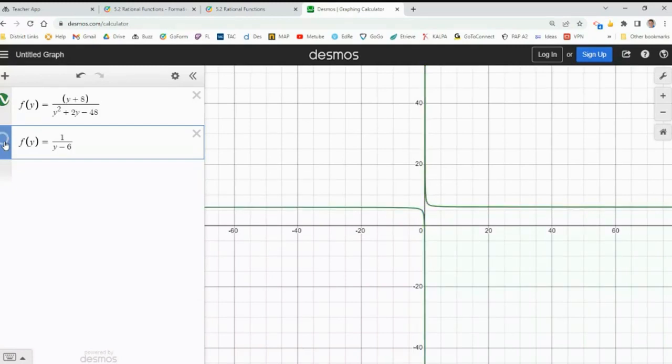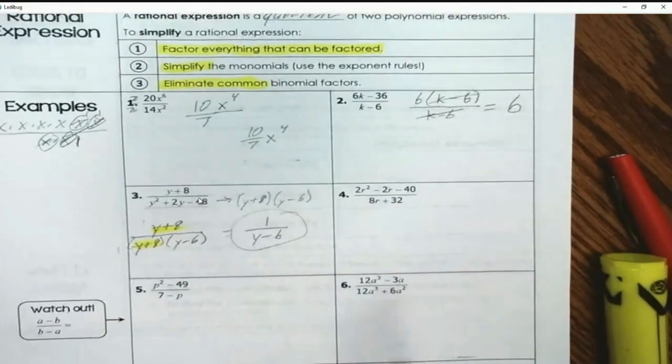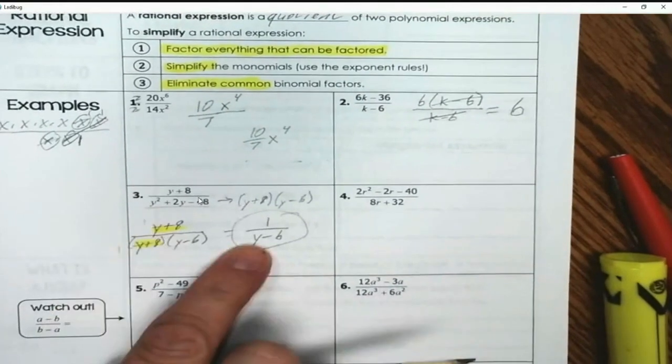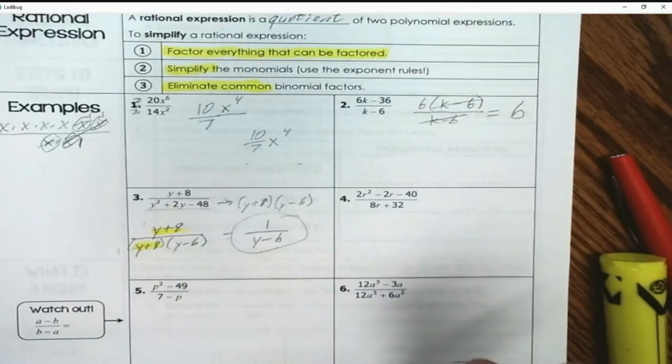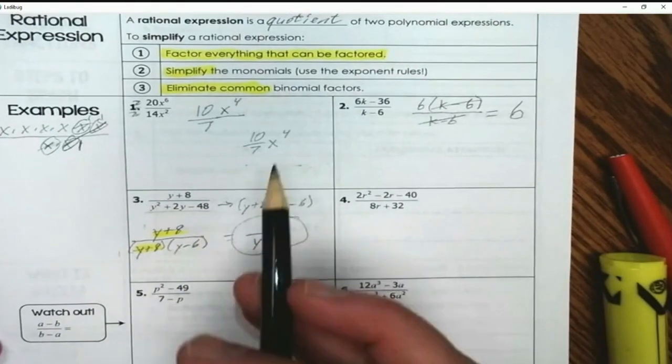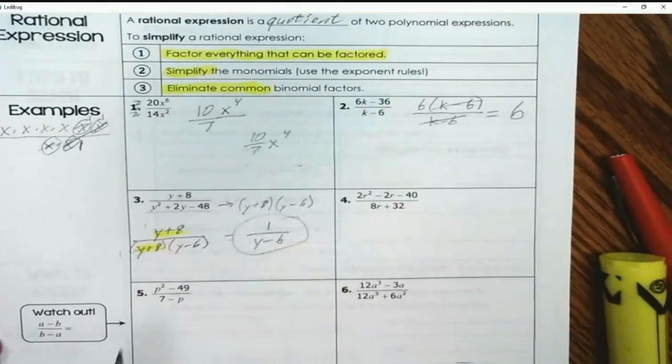If we simplified things correctly, they should be the same graph, right? Because it's the exact same equation. So that's a way to test. If you're not sure, did I properly simplify this? And you're not sure if you got it right, you can graph both of them. Graph that one and graph that one and see if it's the same graph, because it should be. So we factored everything, we simplified them, and eliminated anything that was in common.